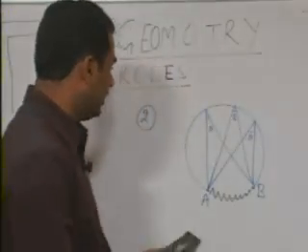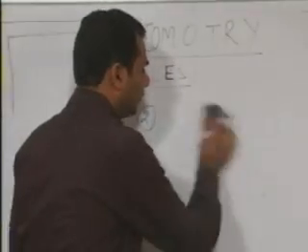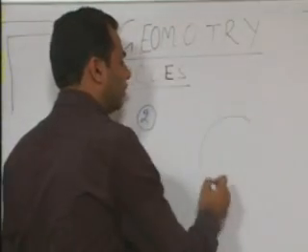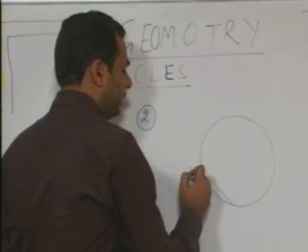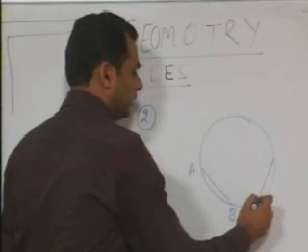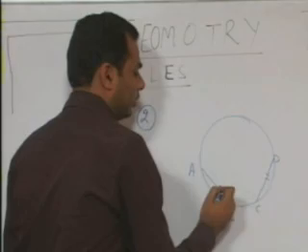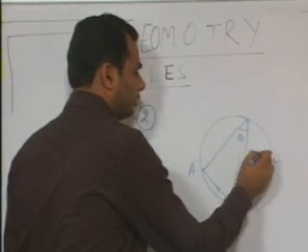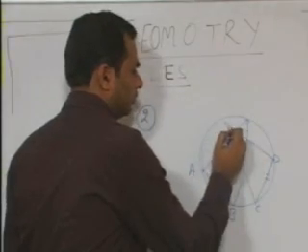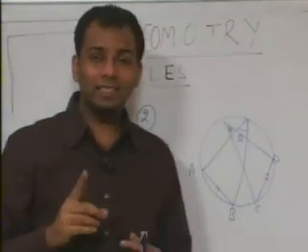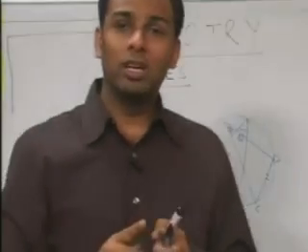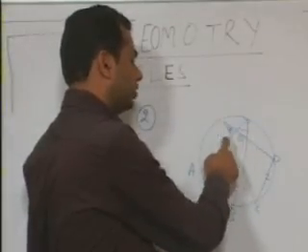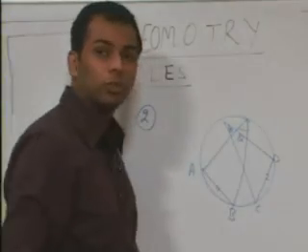Now, in case I say there are two chords of equal length. This is chord AB and this is chord CD, and these two lengths are equal. So the angles subtended by these two chords are also equal. So always remember that the angles subtended by equal chords at the circumference are always equal, or if these two angles are equal, we can say that the lengths of these two chords are also equal.